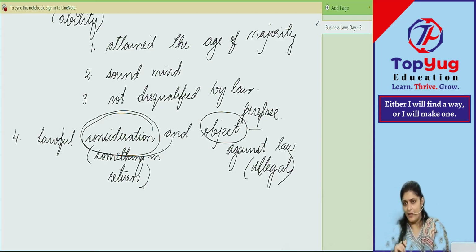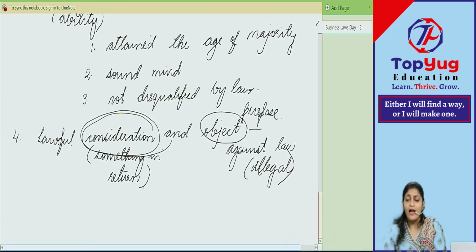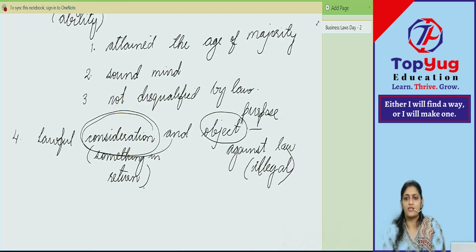Say for example, I am telling you, I will pay you 10 lakh rupees, go and murder Mr. A. So what is the purpose, what is the motive behind entering into the contract? Murdering someone. Is it lawful? No. Therefore, is it a valid contract? No.